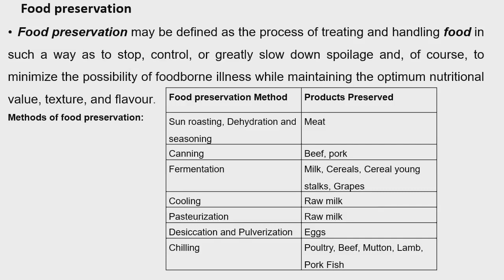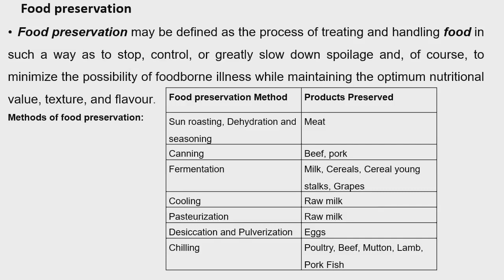Let us look at food preservation. In the previous modules, I believe we have also talked about food preservation. Food preservation may be defined as a process of treating and handling food in such a way as to stop, control, or greatly slow down spoilage.